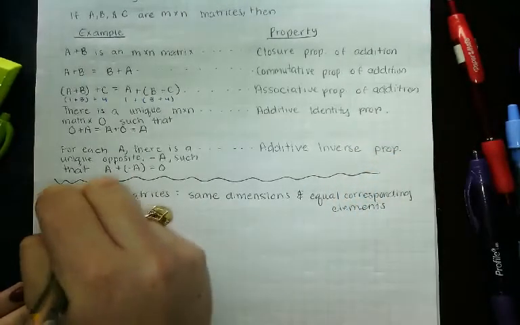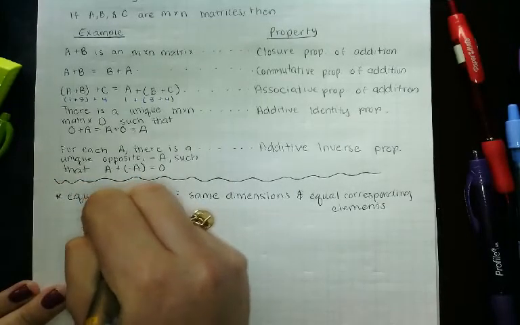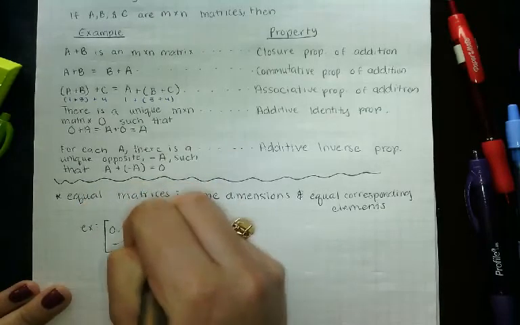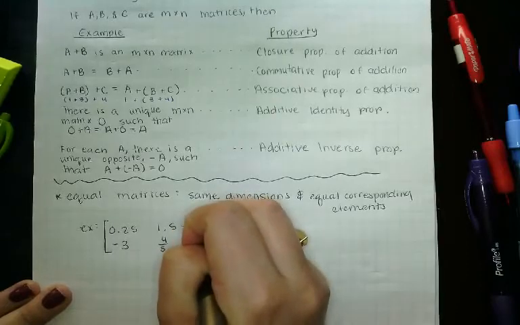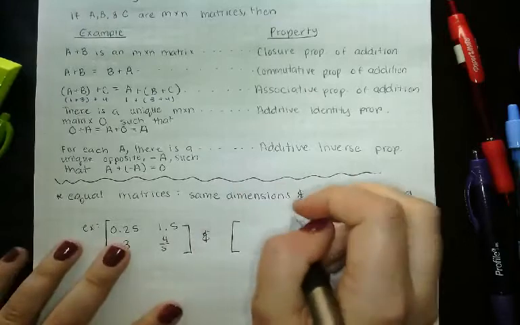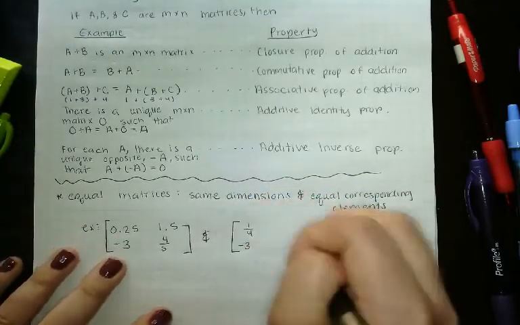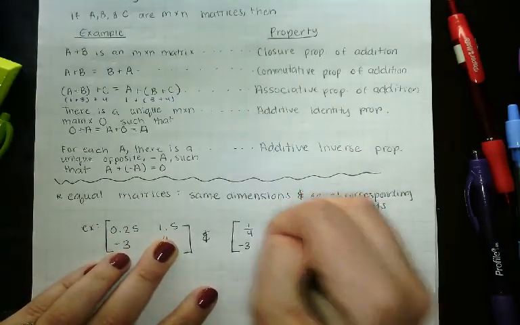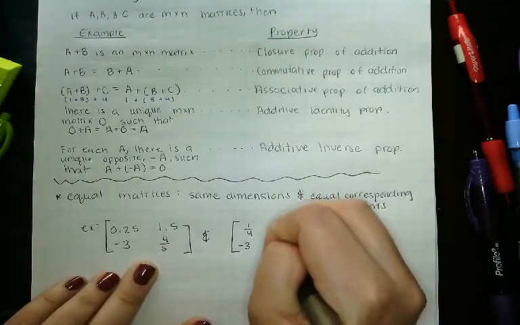So for example, we have 0.25, negative 3, 1.5, and 4/5. And our other equal matrix, well, 0.25 we can also say is 1/4. Negative 3 can say the same. 1.5 we can say as 3/2. 4/5 we can say as 0.8.